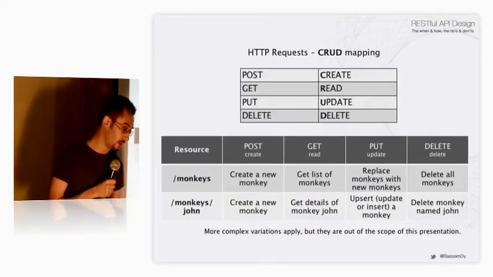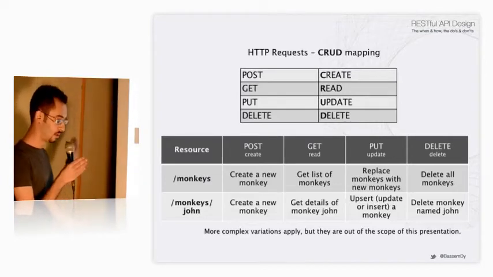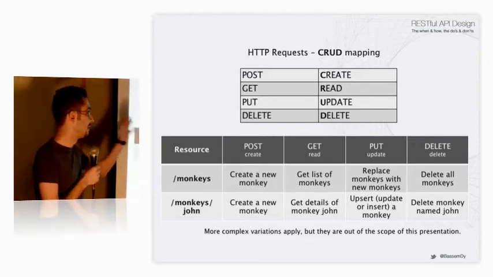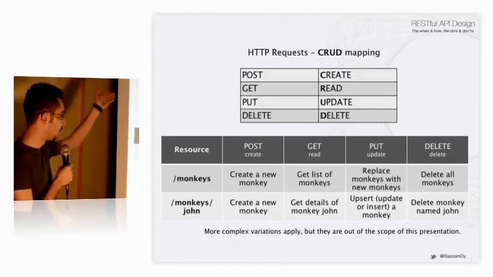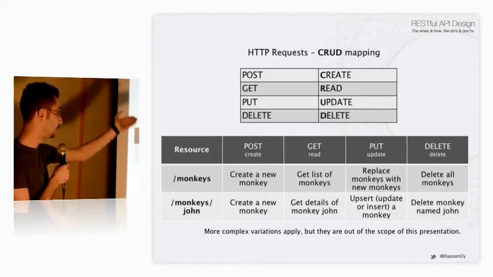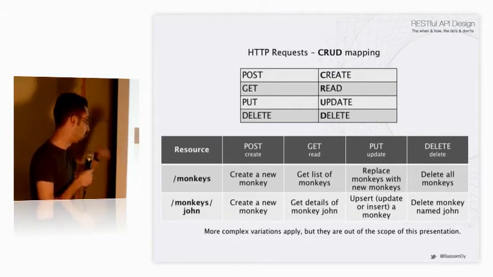This is extremely important. Now this slide is a basic mapping between HTTP requests, the methods, and CRUD. It's very simple. This is how APIs work. Basically, you have the post method, which is mapped to create in CRUD. Get is mapped to read, put to update, and delete to delete. In this table, we take a small example.